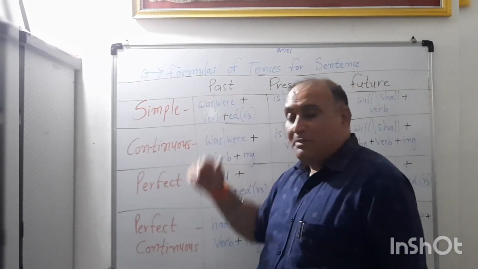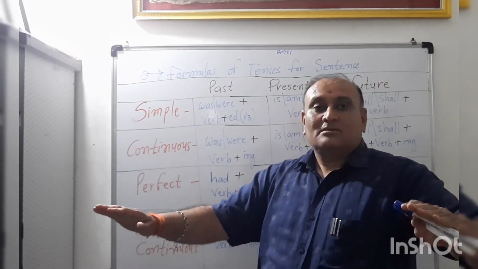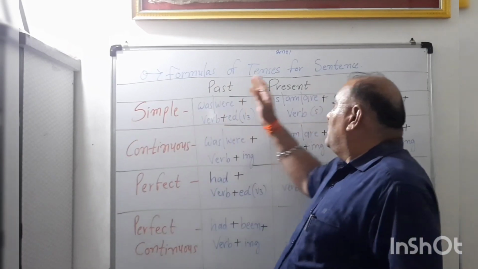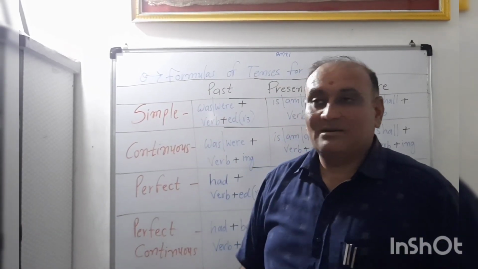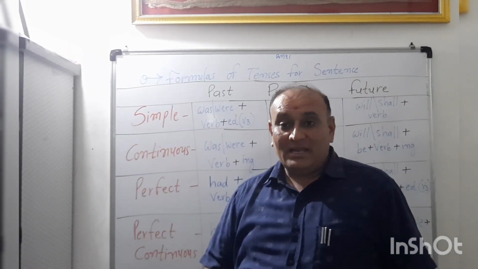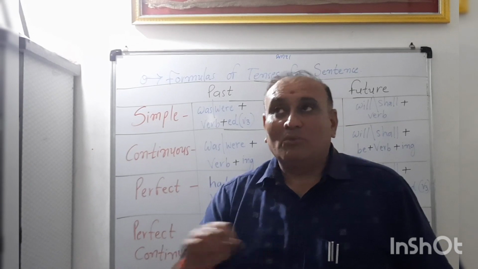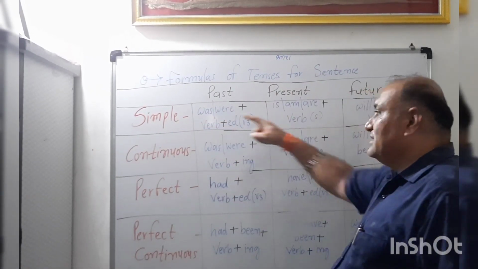So simple is used when in the recent past the motion has happened, in the present right now the motion is happening, or in the very near future any motion will happen, then we should describe it in a simple way.